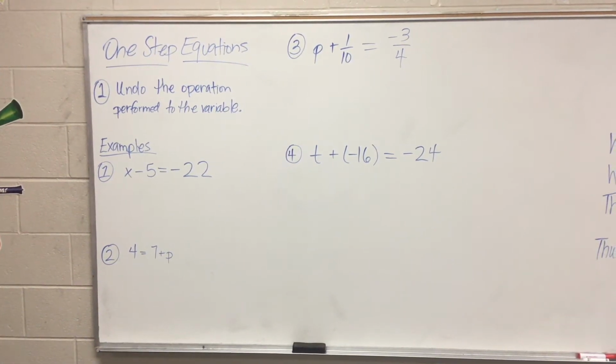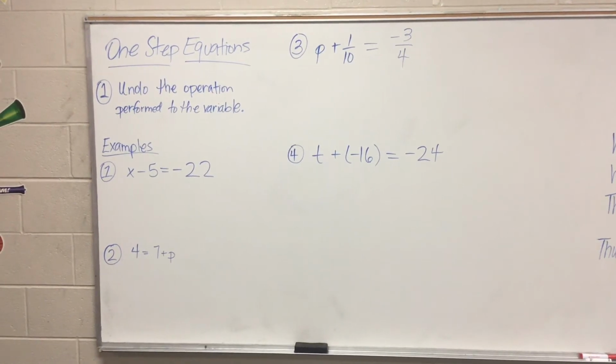Today, we will be going over one-step equations. When it comes to equations, one thing we always want to remember is to undo the operation performed to the variable. So what does that mean? Well, that means if they subtract 5 from the variable, we need to do the opposite. We need to add 5 to that variable. If they add 4 to a variable, then we need to subtract 4 from the variable. So we want to undo the operation, which is addition, subtraction, multiplication, and division. We want to undo that operation performed to the variable.